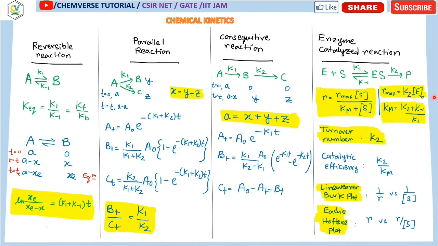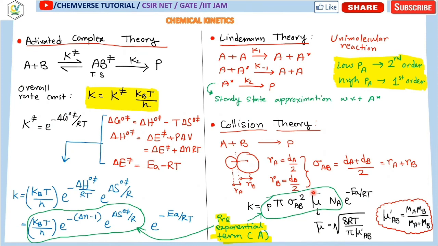Okay, at time t equals to 0, that means initially what will be the enzyme concentration is written over here. Now for turnover number, only k2, that means the rate constant of the second step, is the turnover number. Catalytic efficiency is k2 by Km, and there are two plots which can be derived from this expression: one is the Lineweaver-Burk plot and the other is the Eadie-Hofstee plot. From those two plots we can easily determine the maximum rate, and you can easily find the value of the Michaelis-Menten constant from the intercept and slopes. Okay, so these are some formulas which will be very helpful.